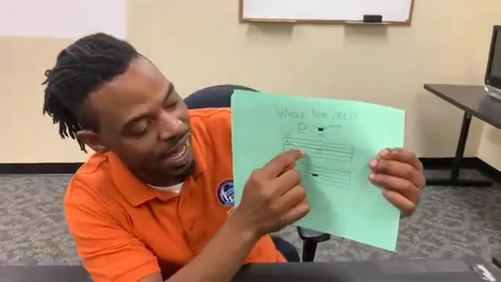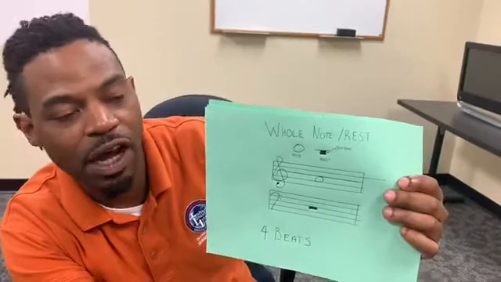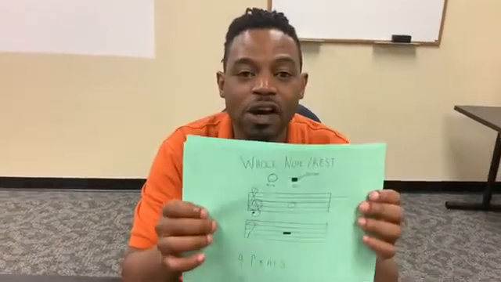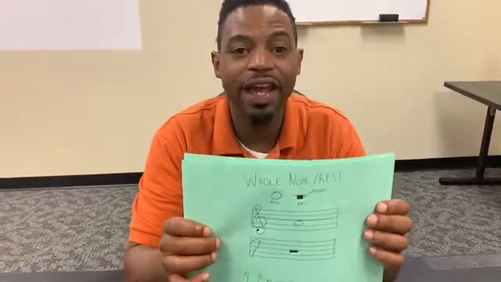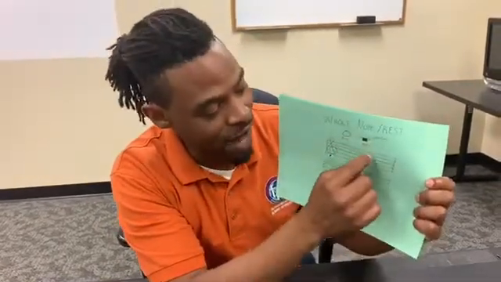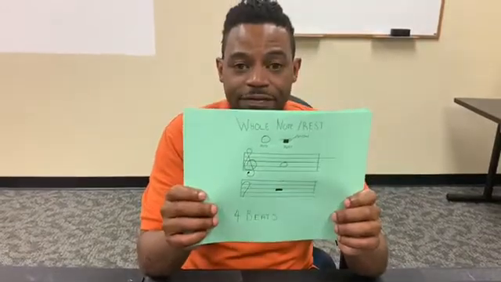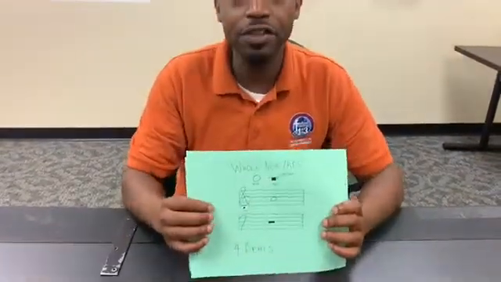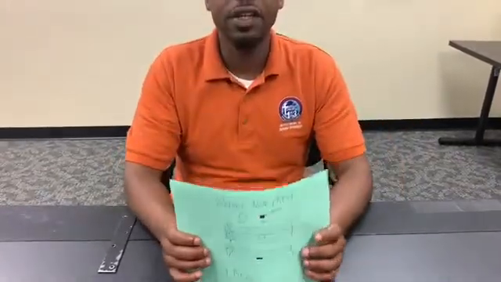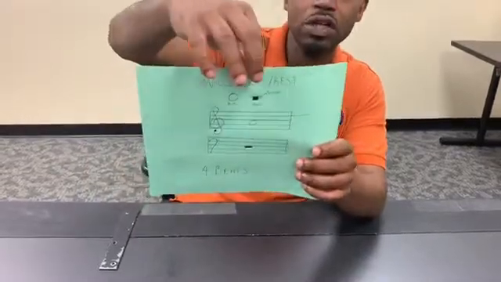5 lines, 4 spaces, right? Count them, along with your treble clef. Now, the 5 lines and 4 spaces, this is called a staff, okay? A staff. I want you to take a pen and write that down. 5 lines, 4 spaces makes a staff. I want you to write it because that helps you to remember it. Now, you see your staff, you see your treble clef, and you see your bass clef. Today, we're learning about this whole note and rest.